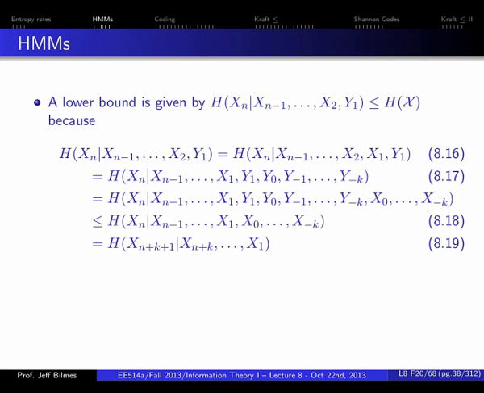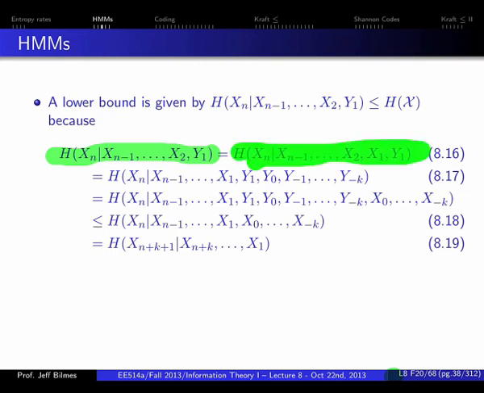Well, let's start by looking at the entropy of xn given the previous x's up to but not including x1, and also y1. Now, that's equal to this. Can I ask someone to answer why that's equal? Why, in other words, is this equality true? Because y is... Think about that graph.